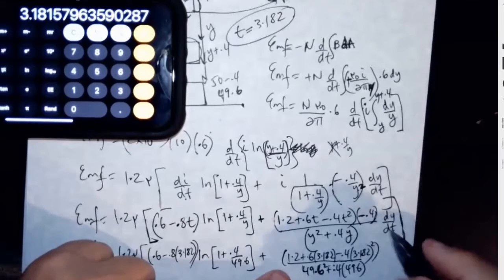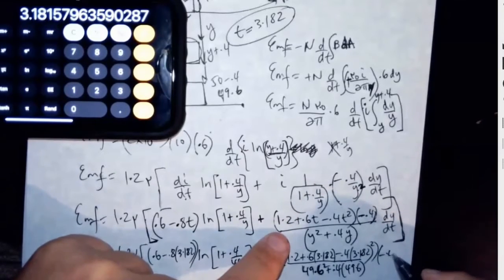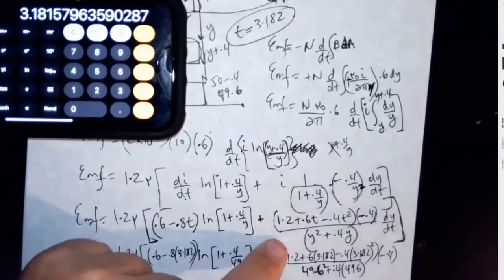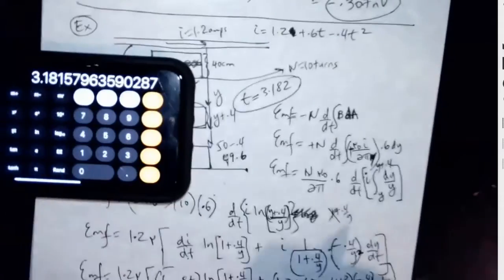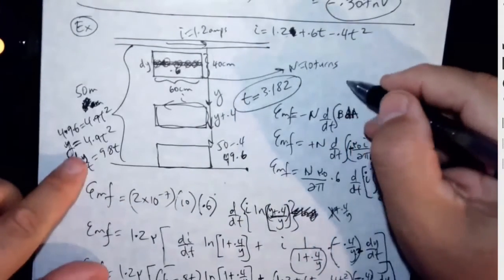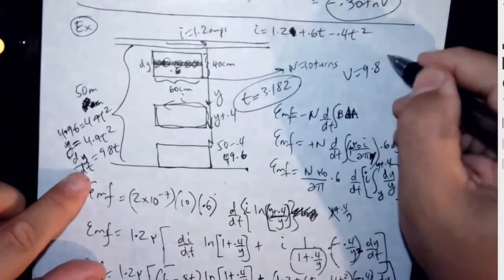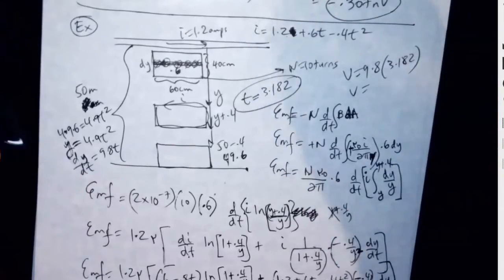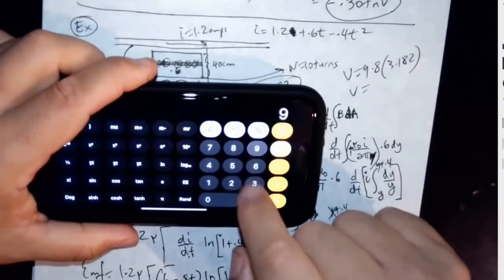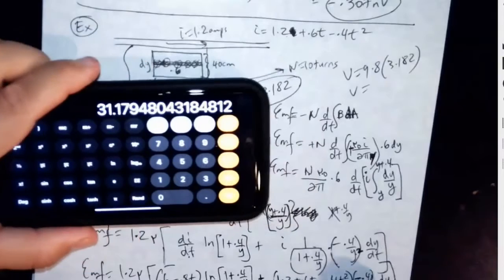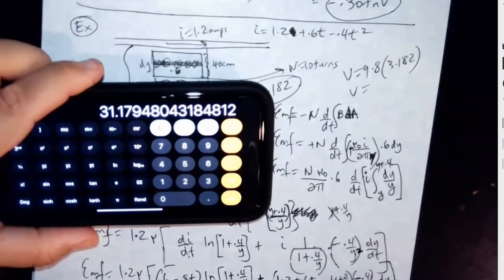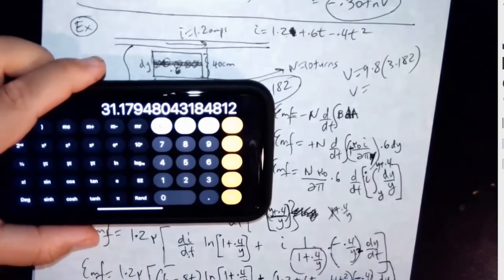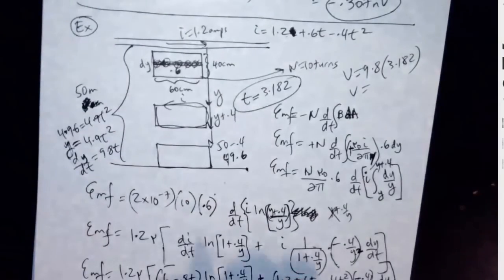Squared times negative 0.4. And then what's the velocity? The velocity is going to be 9.8 times 3.182. So the velocity is 31.179. Let's calculate that, and we should end with that. That's a good one to end with.